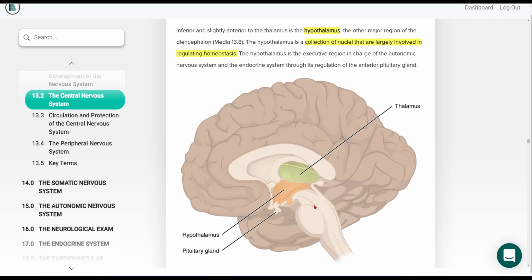We also have here this oval area. This is the pons. And then this, where I am now, would be the medulla oblongata. And then inferior to all of this would be the spinal cord.